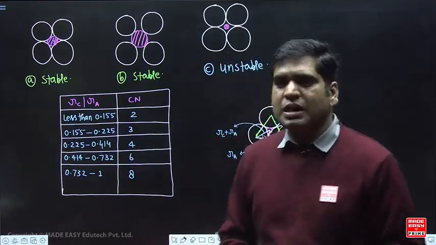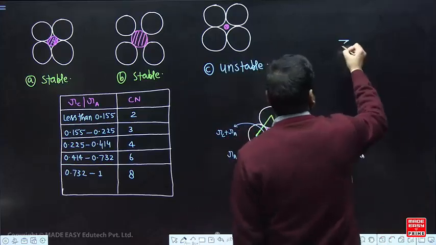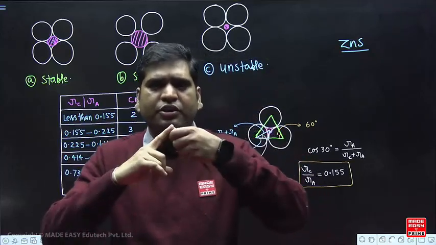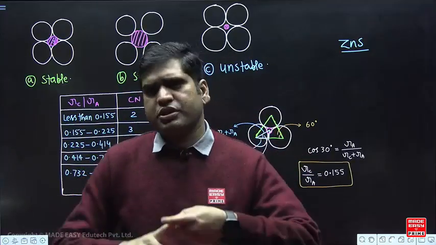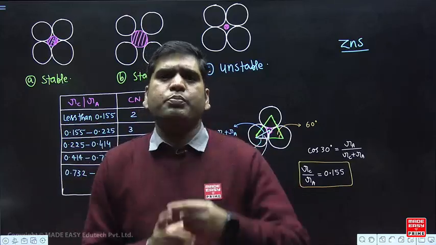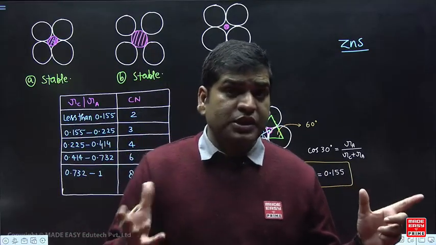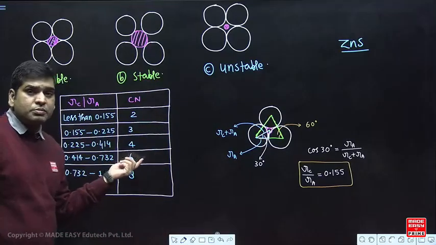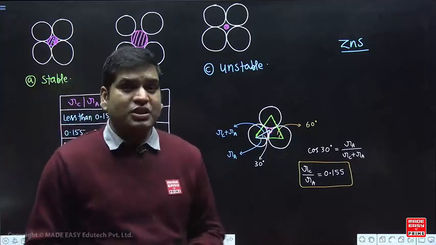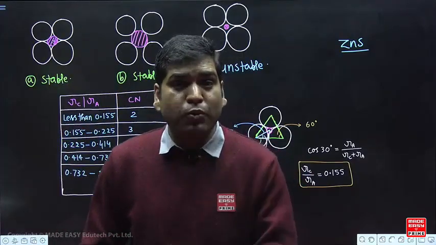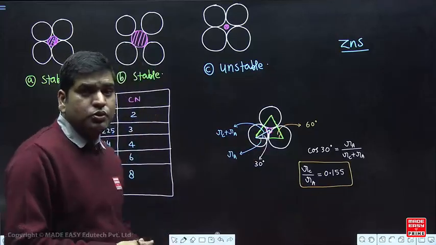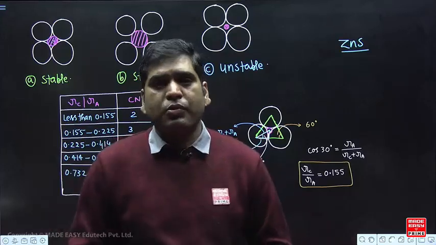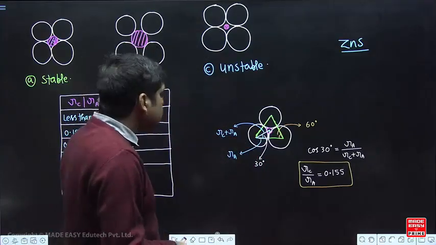For example, zinc sulfide, a very important compound, ZnS. In ZnS, zinc is the cation and sulfur is the anion, but they make a tetrahedral structure, just like diamond. So the bond angle is 109.5 degrees. If you see the ratio of zinc and sulfur, it is greater than 0.414, so the coordination number should be 6. But when we see the structure, the coordination number is not 6, it is only 4. Why do they not follow the radius ratio rule? The reason is that zinc sulfide has covalent character and there is a directional nature of bond. Because of that directional nature of bond, this rule is not followed.